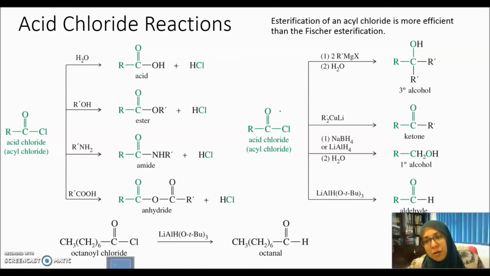I want to correct this one because I think sodium borohydride cannot reduce acid chloride. It is very selective. It will only reduce aldehyde and ketone. Lithium aluminum hydride is a very powerful reducing reagent, so it will reduce until alcohol. But if you want to stop it, you can use lithium tri-tert-butoxy aluminum hydride, and you will get aldehyde only.